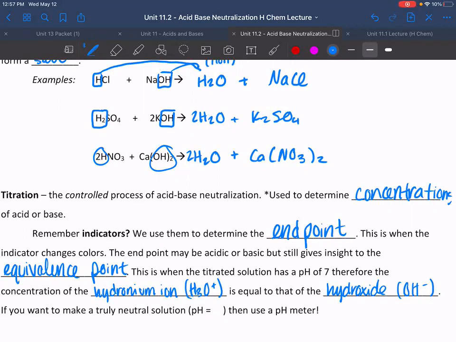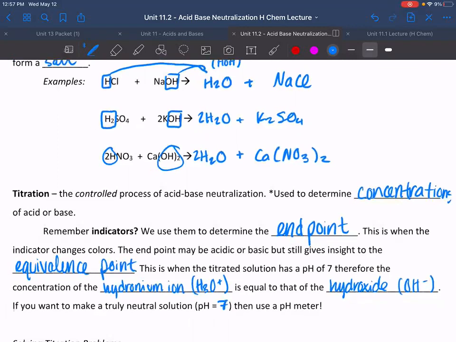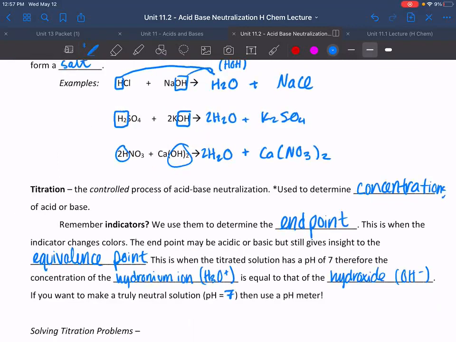But the thing is with the indicator, for example, we'll use phenolphthalein. That has an endpoint around a pH of 8, so it's not exactly the neutral or equivalence point. If we really want to make sure that we are at pH 7, you would use a probe. So titrations are more for close enough. But if you wanted to actually make sure it's neutral, use a pH meter.